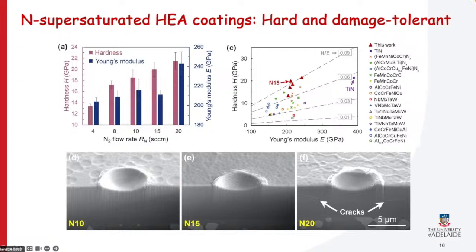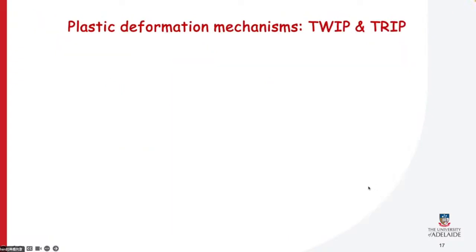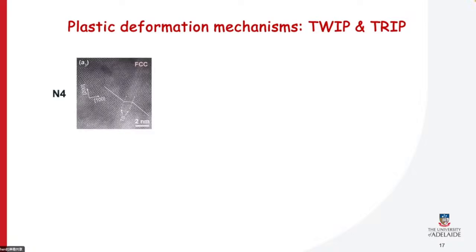But what is the deformation mechanism that governs the plasticity? How can the coating deform plastically with such a high nitrogen content? To understand the deformation mechanism, we compare the microstructure before and after nano-indentation. We selected two samples. One is N4 with the FCC structure, the other one is N15 with both FCC and HCP structure.